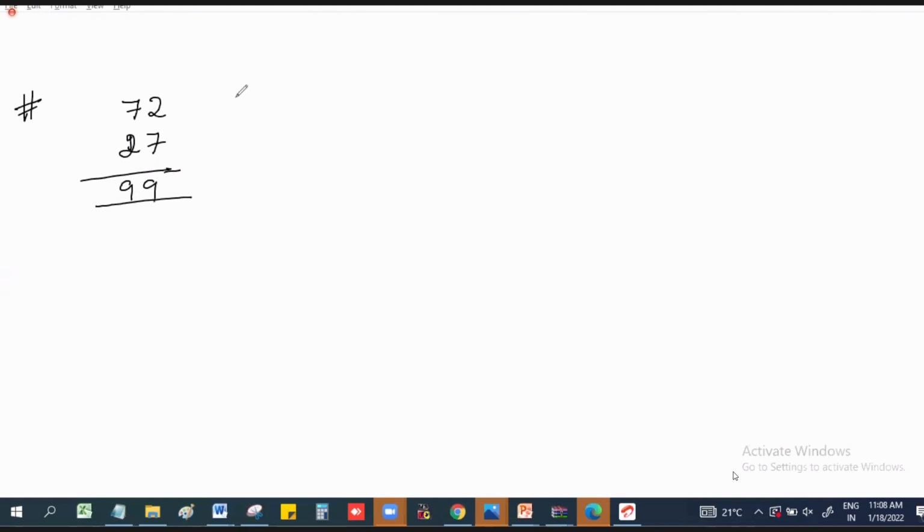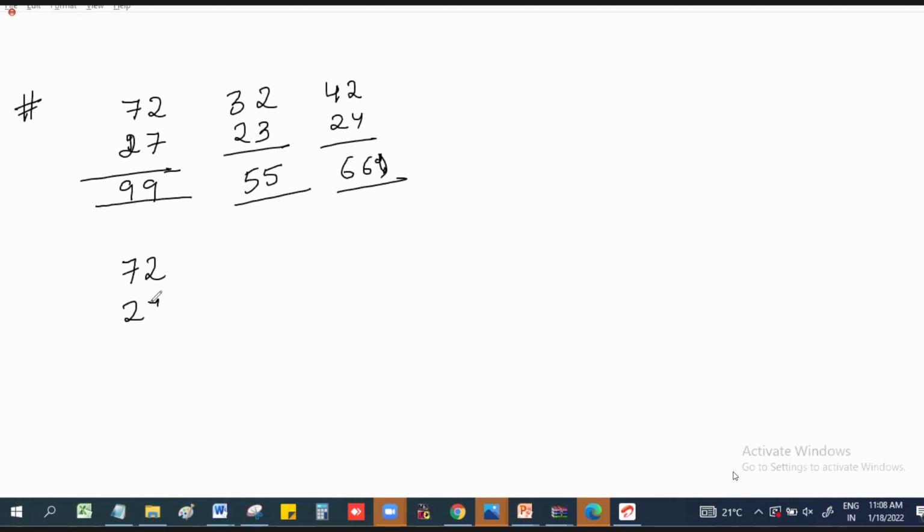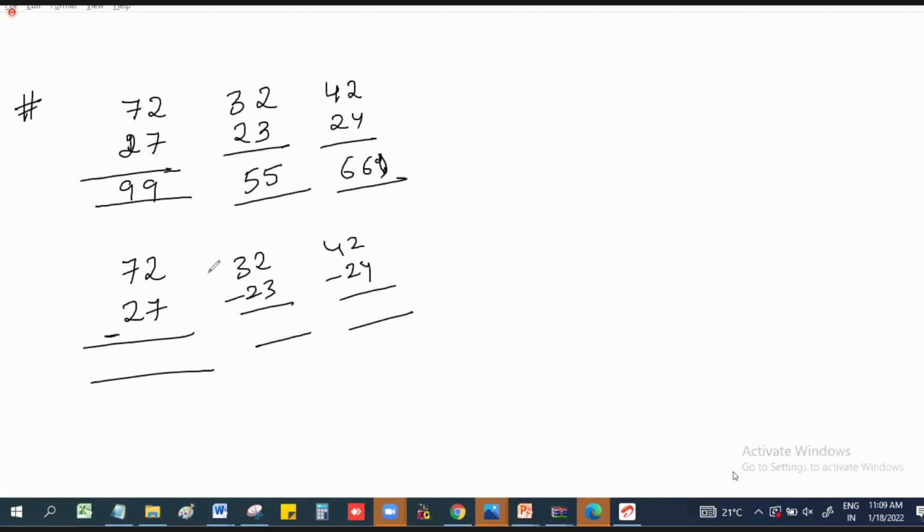99. Correct? 32 is a number. What is the reverse of this number? 23. What is the sum? 55. Let's take 42. What is the reverse? 24. Can you add and tell me? It is 66. Yes or no? Now 72 and its reverse 27: subtract and tell me. 32 and 23, subtract. 42 and 24, subtract.